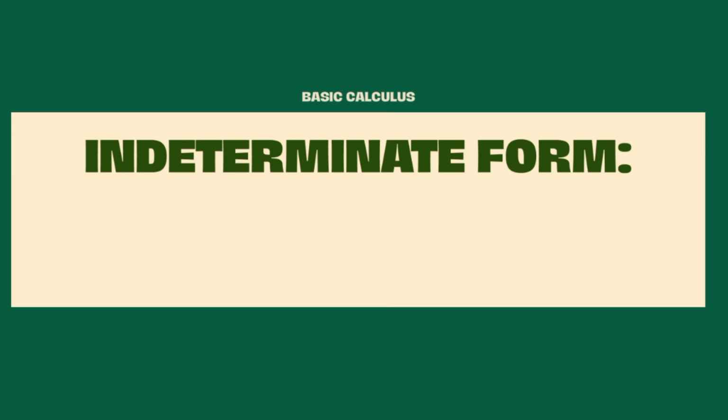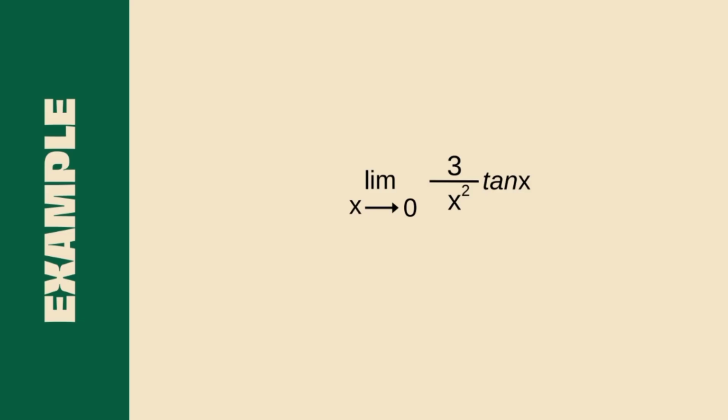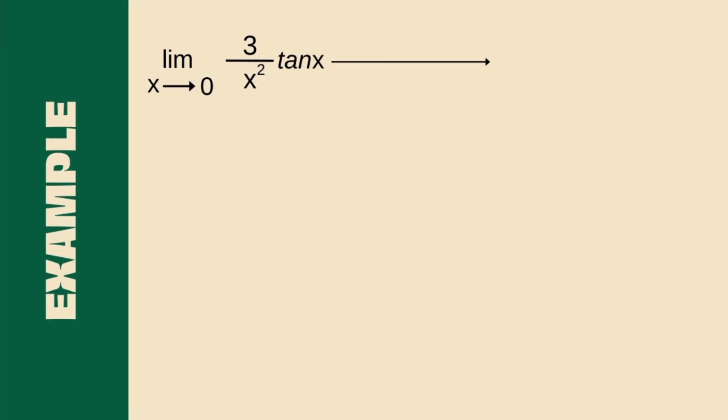We will be focusing on the indeterminate form 0 multiplied to infinity. Let us find the answer for this one. The limit of 3 over x squared tangent x as x approaches 0. The first thing we need to do is substitute the approaching value to every x in the function. So this will be 3 over 0 squared tangent 0.